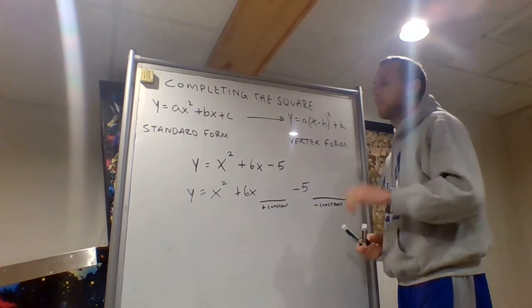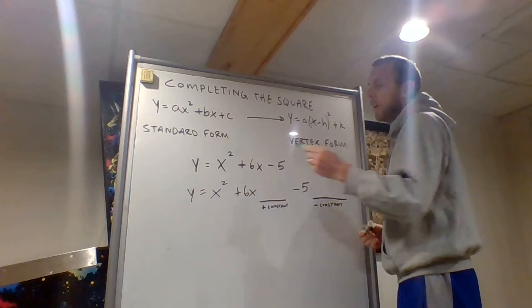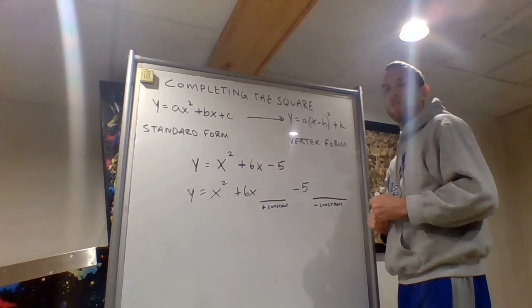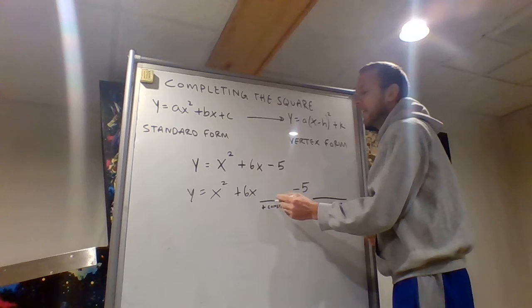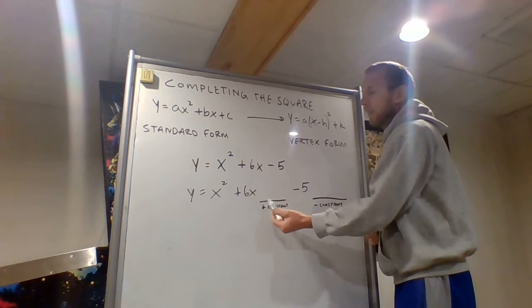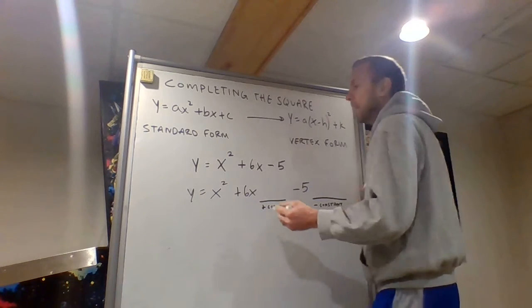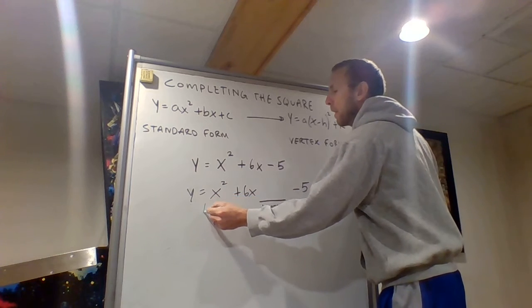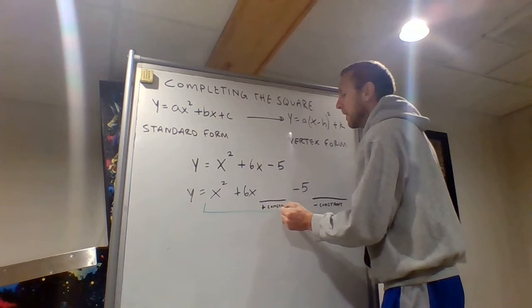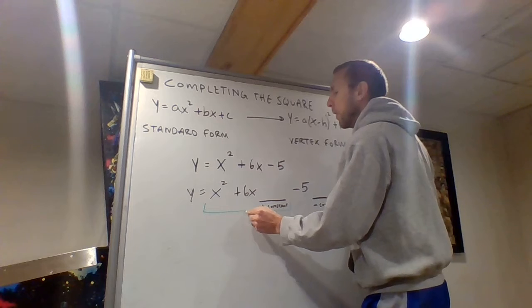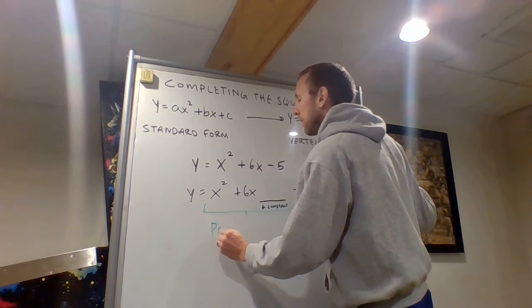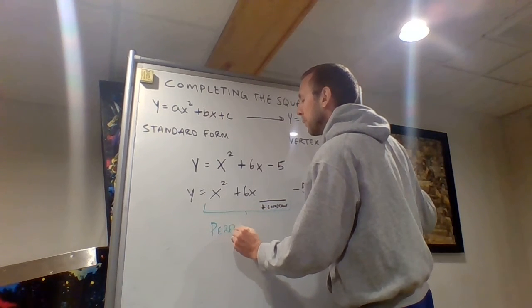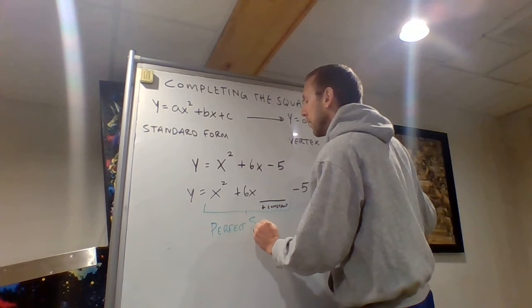So here's the most important step of completing the square. You have to figure out what the constant is that you're going to add into this space. And the idea is we want to add some constant such that this forms a perfect square. All right? We need this to form a perfect square.